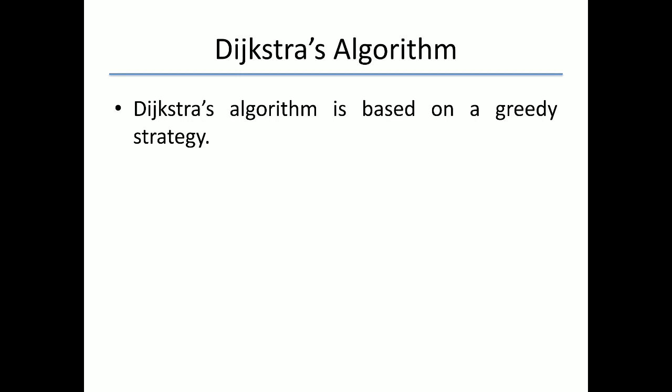In the Dijkstra algorithm we have seen that we are picking the vertex that has the minimum shortest path estimate. So we are relying on a greedy strategy, where we try to choose the vertex that has the minimum shortest path estimate. So that's why the Dijkstra algorithm is a greedy method.